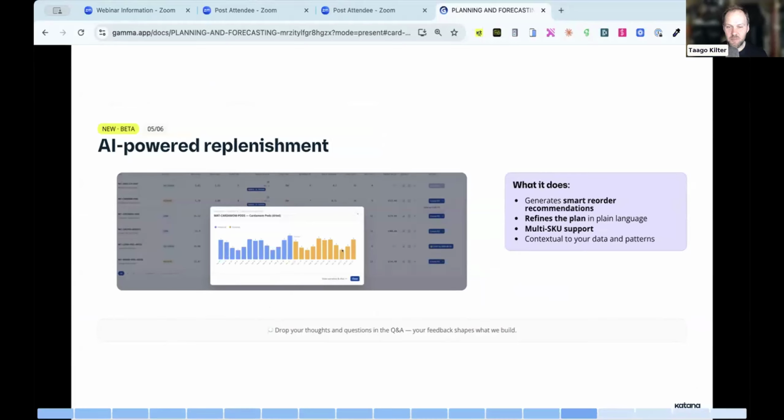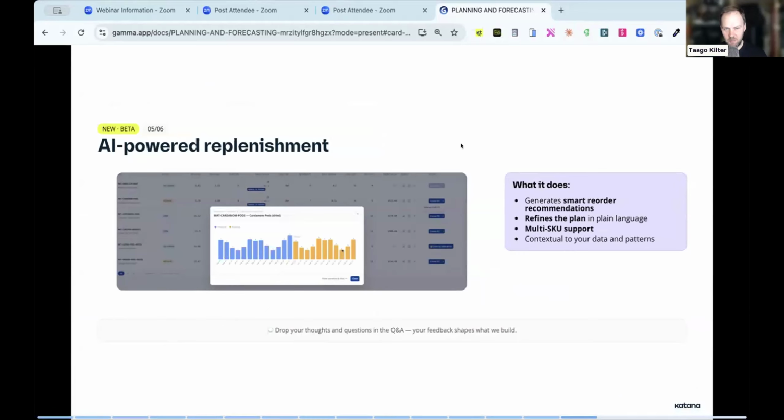So the AI-powered replenishment. Although it is doing somewhat similar job as the planning and forecasting is doing in Katana, there are a few quite sizable differences actually. And of course, one of them is that there is a sneak peek of the direction where we are heading. You will see that today.